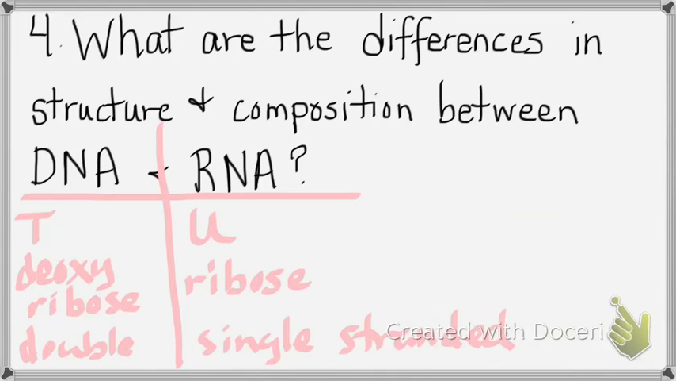So to recap, DNA has T, but RNA doesn't. Instead, it has U. DNA uses the sugar deoxyribose, RNA uses the sugar ribose, and DNA is a double-stranded molecule, and RNA is a single-stranded molecule. Are you okay on those differences? Just, again, a nice review.